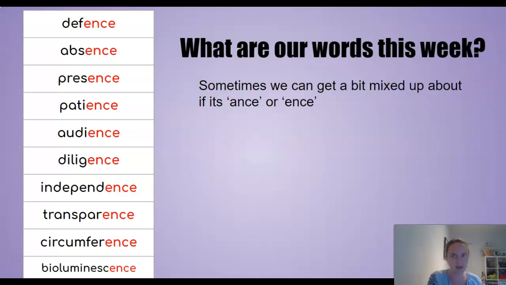Okay, as you can hear on the end of all of those words, you can hear an ence. So sometimes people can get a bit mixed up about whether the spelling on the end is A-N-C-E, ants, or ence. So you need to say the word slowly and listen to what you hear on the end. Presence, audience. So we can hear the ence.